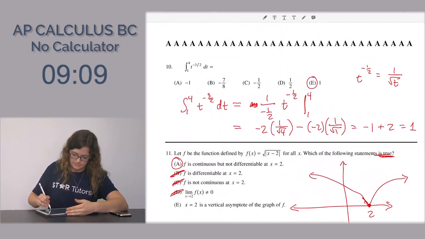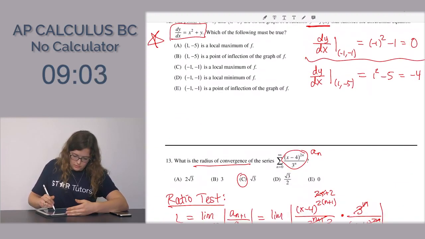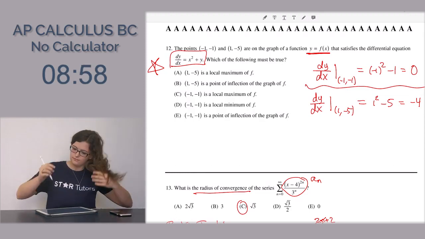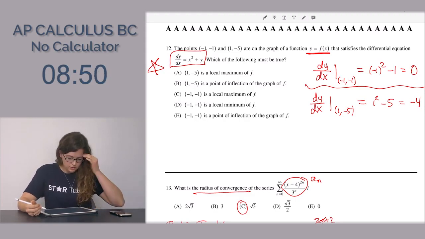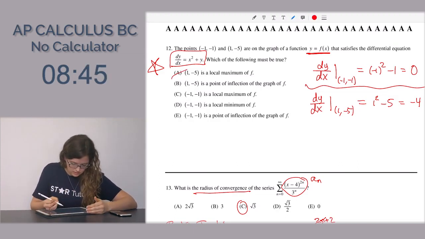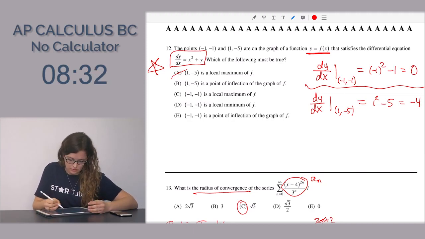All right, 9 minutes left. I did 10 and 11. 12, okay. I want to know which of the following is true. I found that -1, -1 was a 0 of the derivative, which means it's a critical point. So it could be a local max or a local min, but 1, -5 can't be, so I know A is wrong. Is this a local max or a local min? So let's find out if it's a local max or a local min.